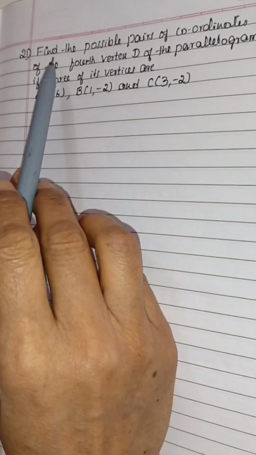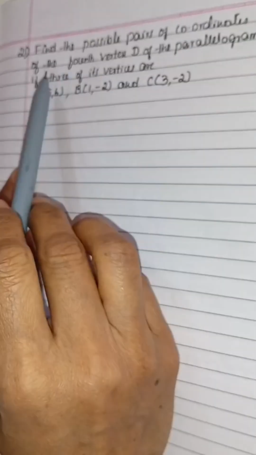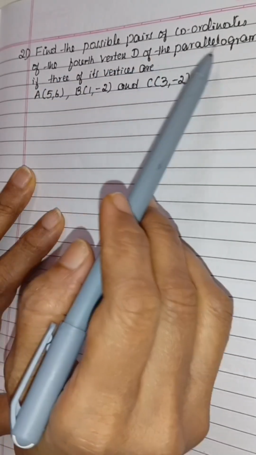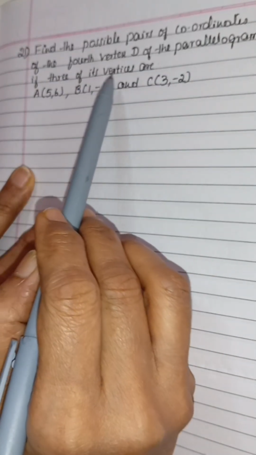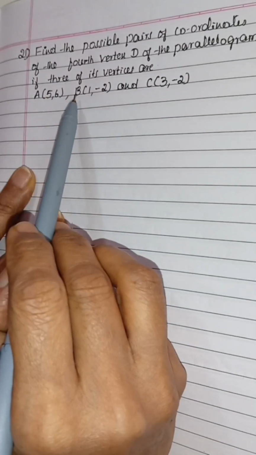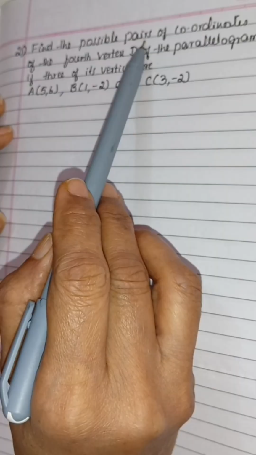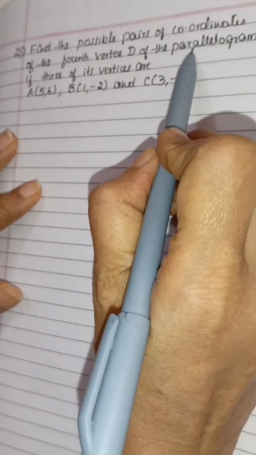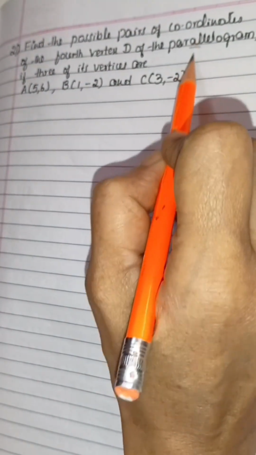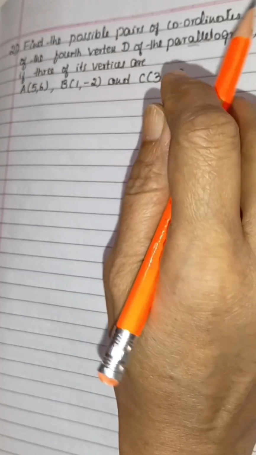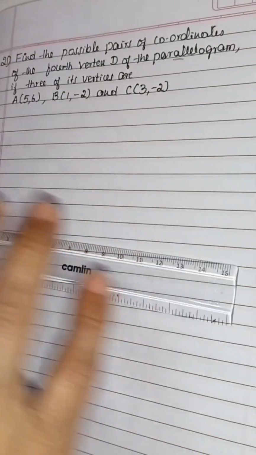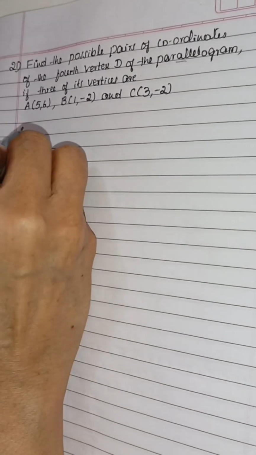Now question number 21. Find the possible pairs of coordinates of the fourth vertex D of the parallelogram if three of its vertices are given. These are the coordinates of the three vertices of a parallelogram. Find the possible pairs of coordinates of the fourth vertex. First of all, what is a parallelogram? A parallelogram is a quadrilateral, a four-sided polygon, where opposite sides are congruent. So first we will understand what exactly the question is.